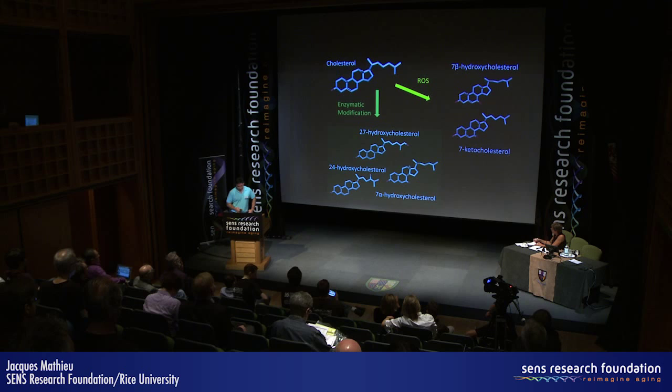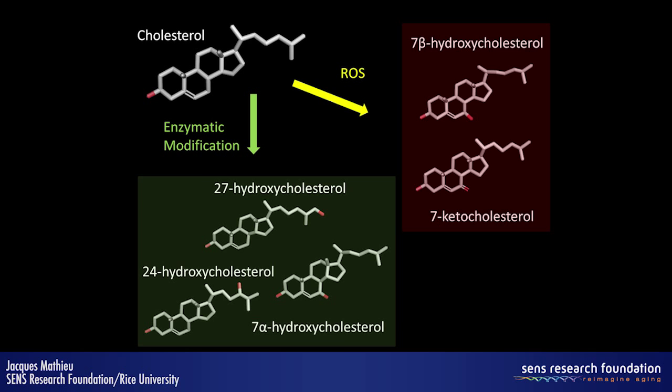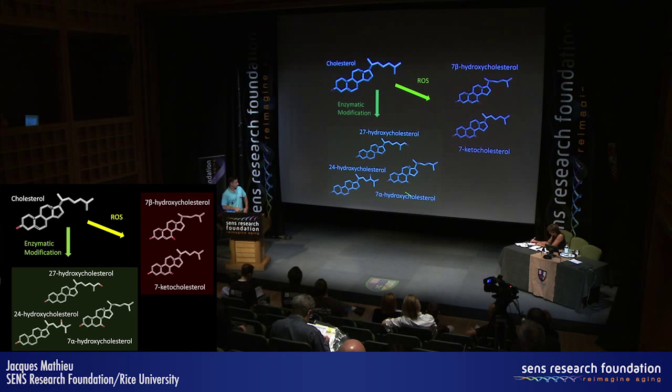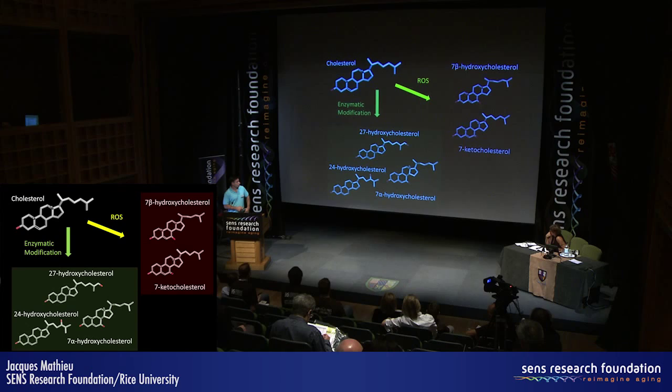For those of you that don't know what an oxysterol is, it's simply a monooxygenated cholesterol derivative in the human body. They're formed primarily by two routes. One would be enzymatic modification, which principally forms oxysterol species that are modified in the side chain except for 7-alpha-hydroxycholesterol. These species are typically considered non-toxic in the cell and have a physiological role. On the other hand, reactive oxygen species can also form oxysterols, and these species are typically toxic to the cell, and they presumably have no known physiological role.